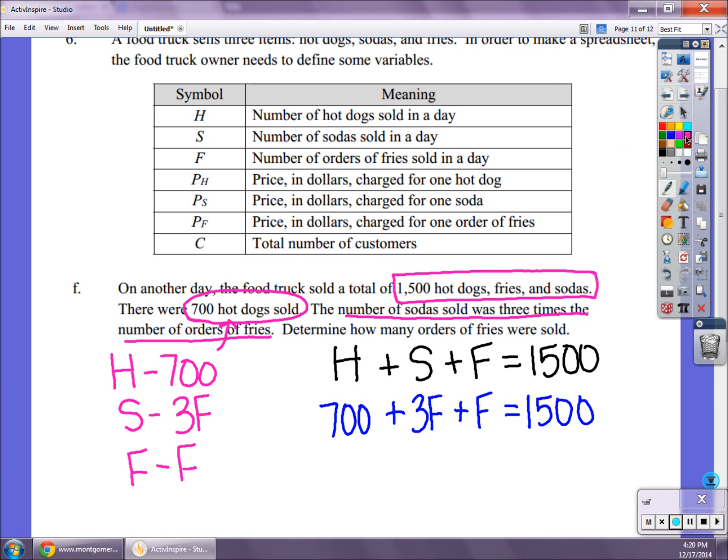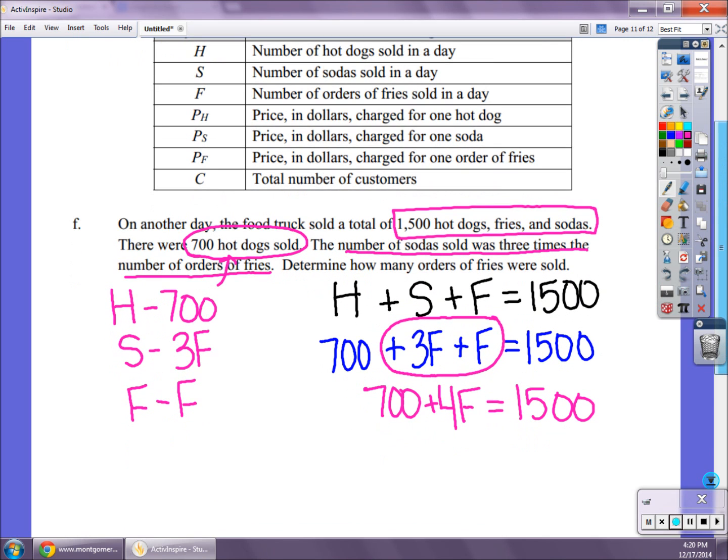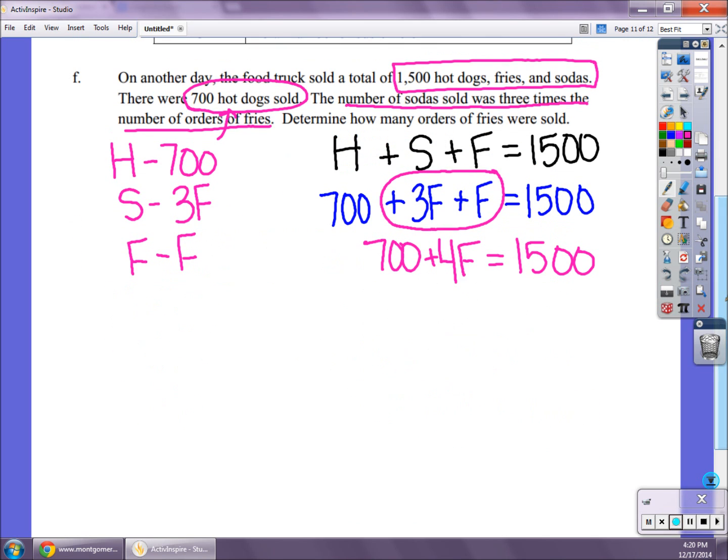I hope you notice that we have some like terms on the left side of our equation. We have a positive 3F and a positive 1F for a total of 4 F's. Let's bring everything down. 700 plus 4F equals 1,500. And now we're left with a two-step equation. Those aren't so bad. We've done a lot of those this school year. Let's see if we can't solve for F.